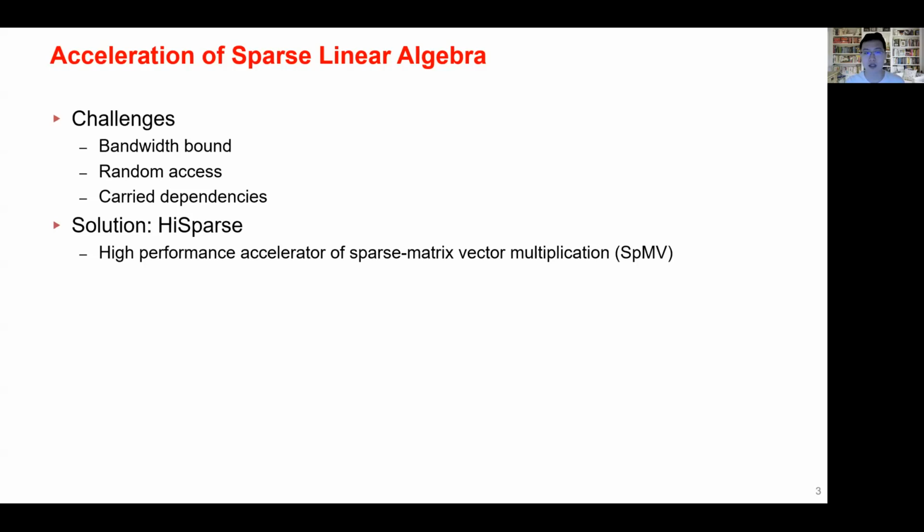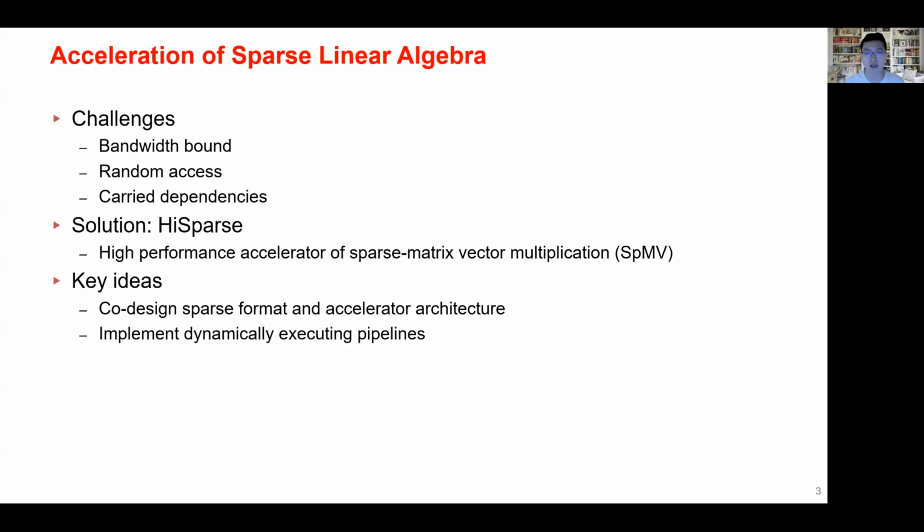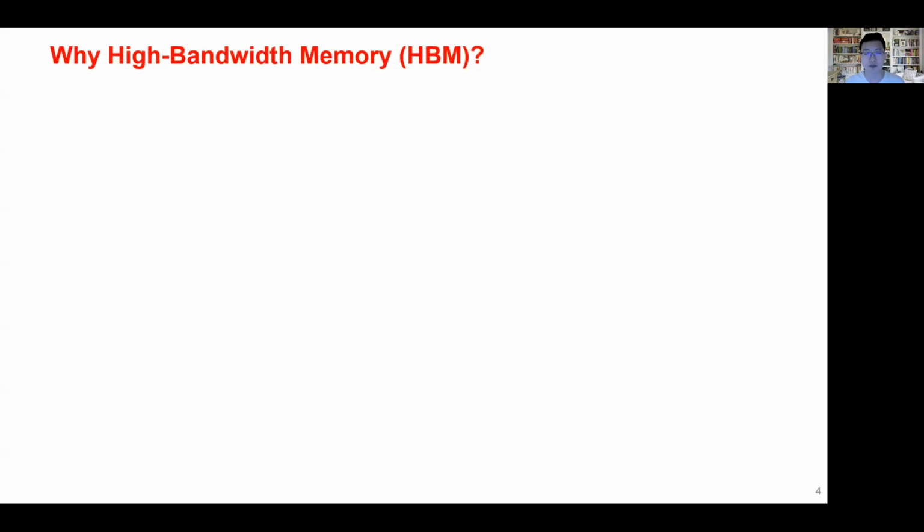HiSparse is a high performance accelerator of sparse matrix-vector multiplication. The key idea of HiSparse is to co-design the sparse matrix format and the accelerator architecture to better utilize memory bandwidth. And also, we implement dynamically executing pipelines to handle the random access and carry dependencies.